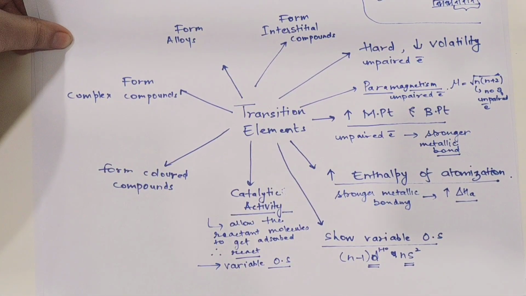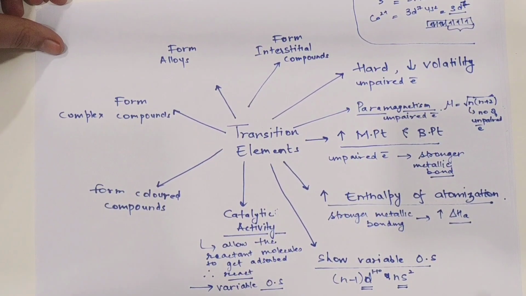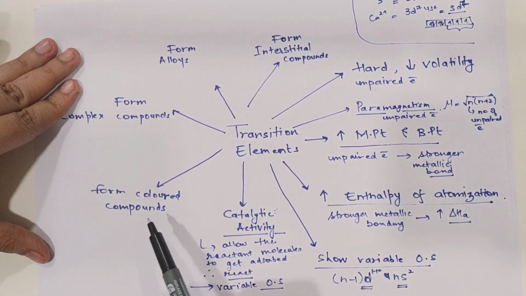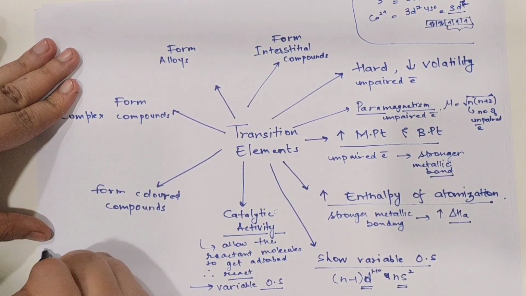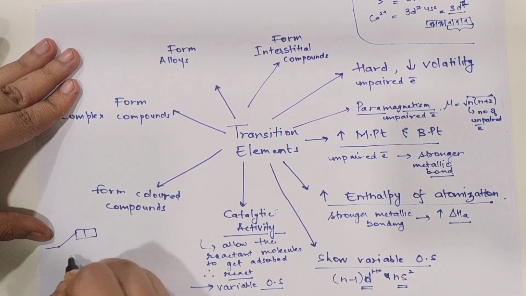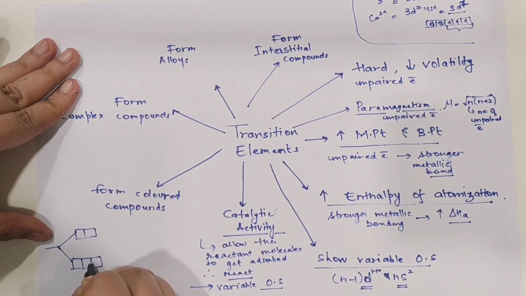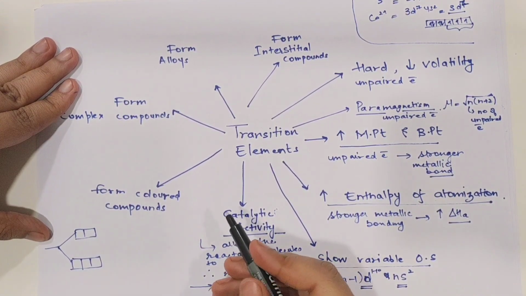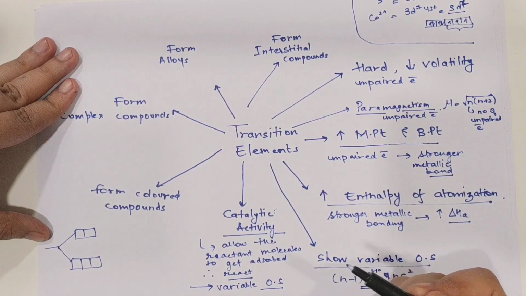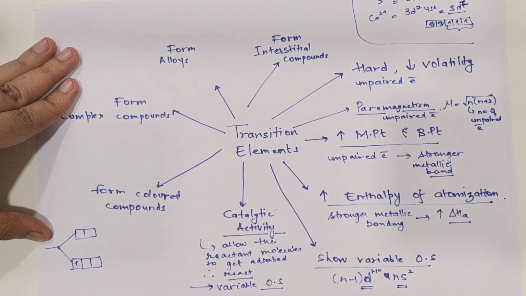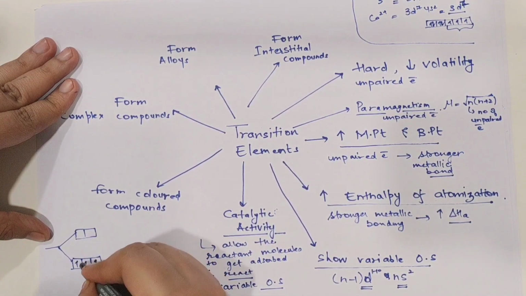Next is, okay, so the next property is that they are able to form colored compounds. Now, what is the color due to? Now, d orbitals are hardly ever degenerate. They break up into two levels, t2g and eg. Now, when transition elements have unpaired electrons, there is a possibility that electron jump will take place. See, if it's d1 it is going to have one electron here, 2 here, 3 here, 4, either the electron would go up or down. Let's say it's going down.